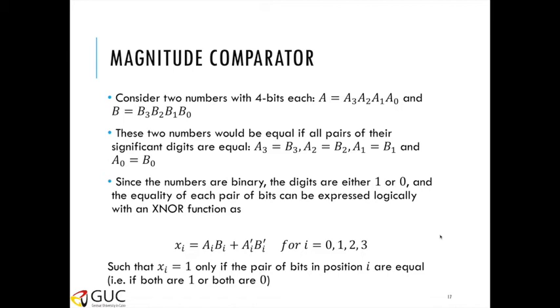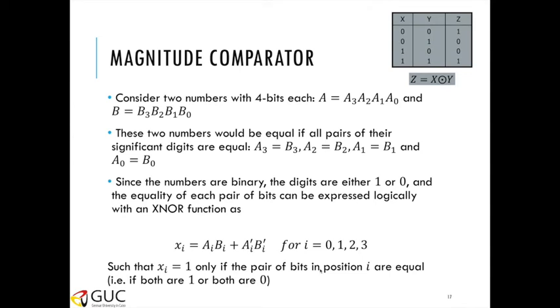Since these numbers are binary, the digits are either 1 or 0, and the equality of each pair of bits can be expressed logically with an XNOR function as the following expression. So xi, where i runs from 0 all the way up to 3, is equal to ai bi or ai dash bi dash, such that xi is equal to 1 only in the case of both bits, or the pair of bits in position i, are equal. So they're either both equal 1 or both equal 0, and this actually follows naturally from the truth table of the XNOR function, as we've discussed in lecture 1. You only have an output here of 1 when both inputs are either equal to 0 or equal to 1.